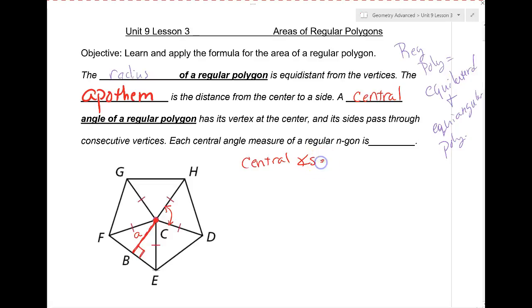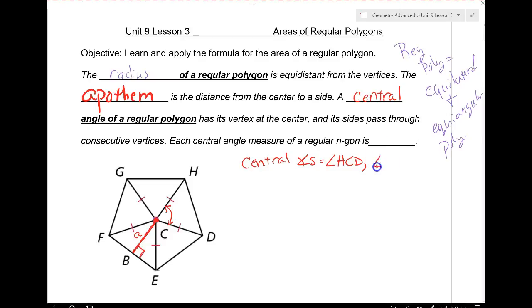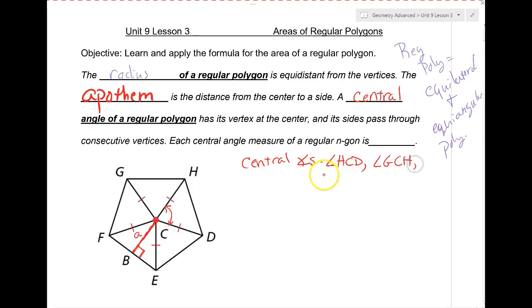All right, so our central angles would be, let's go this one. Let's go angle HCD. Guys, is there another central angle that you can see? Yeah, GCH, so angle GCH. All right, there should be more. What's another one? Yep, FCG. What's another one? Remember, it's formed with the two radii. Don't let an apothem throw you off. Yeah, FCE. So angle FCE, and there should be one more. Angle what? ECD. Guys, how many sides does a pentagon have?